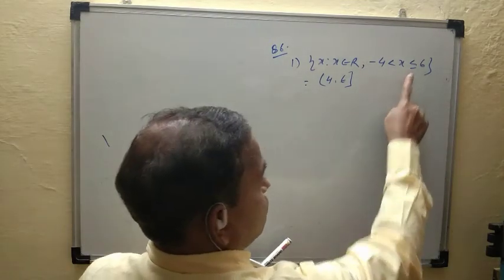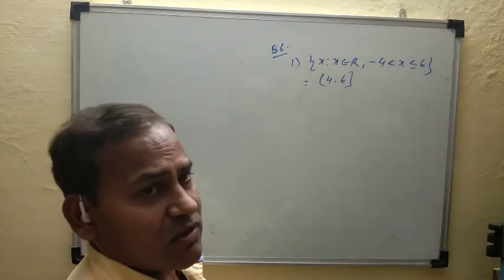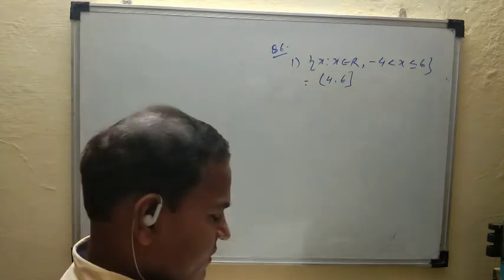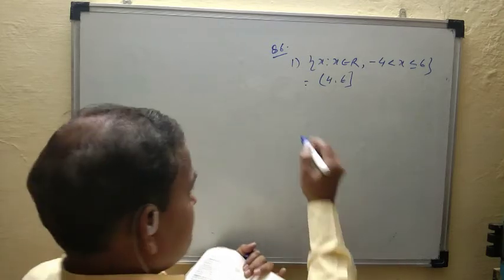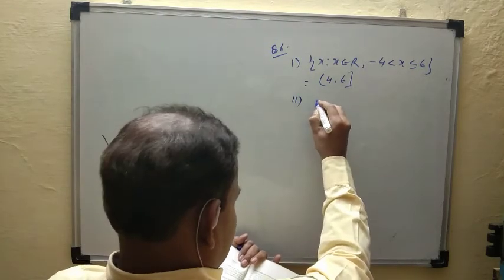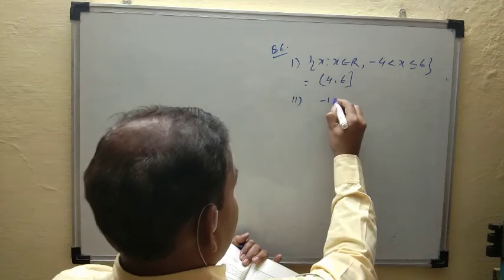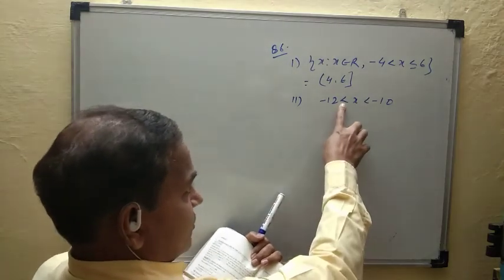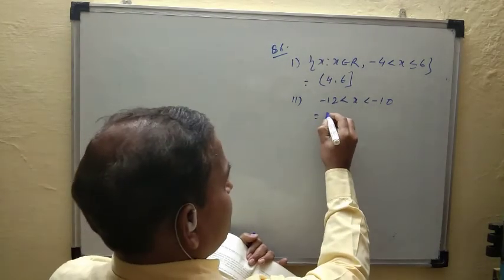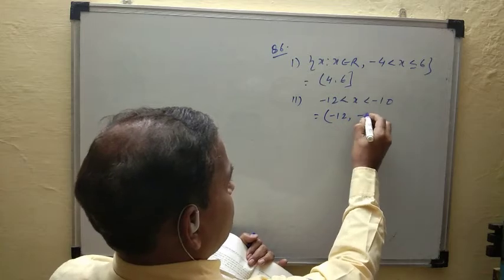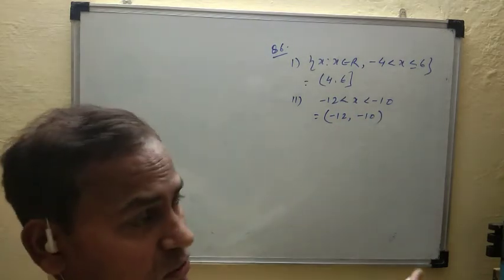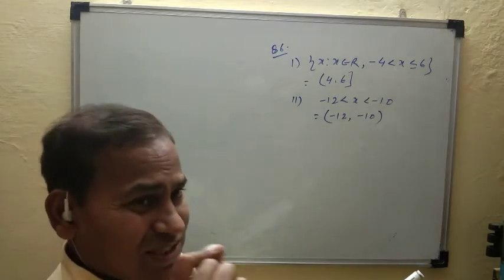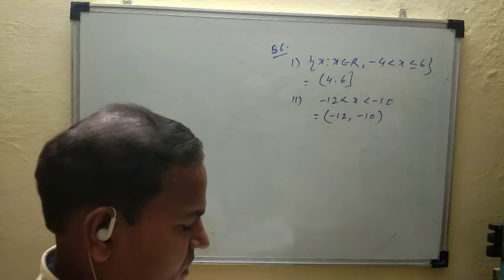Because this is equal to, wherever there is equal to it is a closed interval, and strictly less or strictly greater is an open interval. So this is the interval (-4, 6]. Same as the second: -12 less than x less than -10. Here it is strictly less than, so it is an open interval (-12, -10). Both are open, there is no equal to here. Wherever there is equal to it is a closed interval, and wherever there is strictly less or strictly greater it is an open interval.